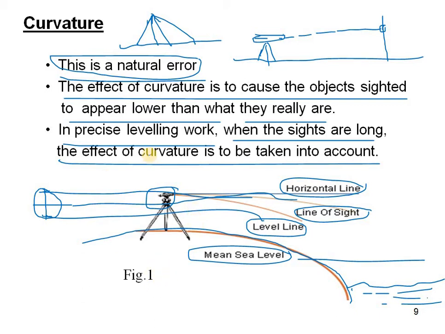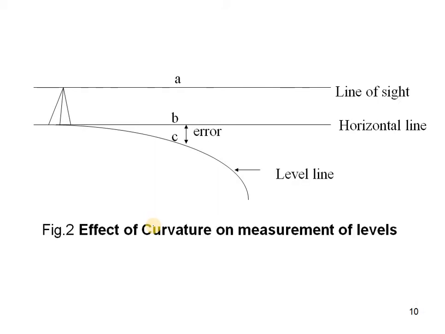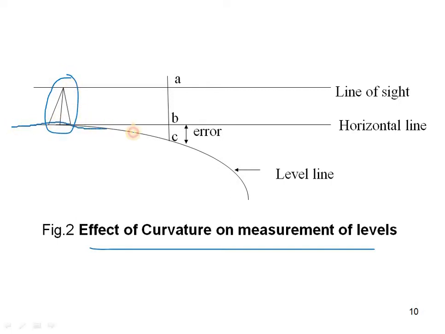Generally this happens when we are doing precise leveling work. So let us see some diagrams. The instrument is placed, with points A, B, C, line of sight, horizontal line, and level line. So this is the effect of curvature on measurement of levels. This is our instrument position, and this is the earth curvature. This line indicates the earth's line, which we call the level line. The level line indicates the ground level.